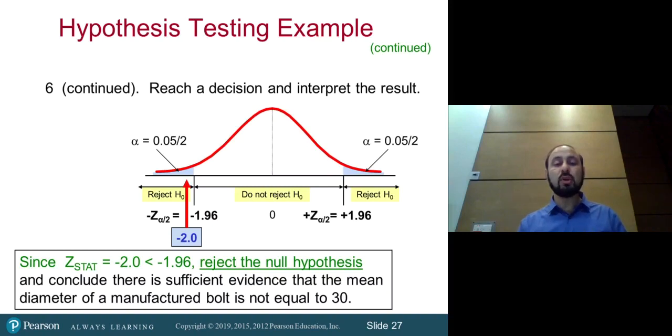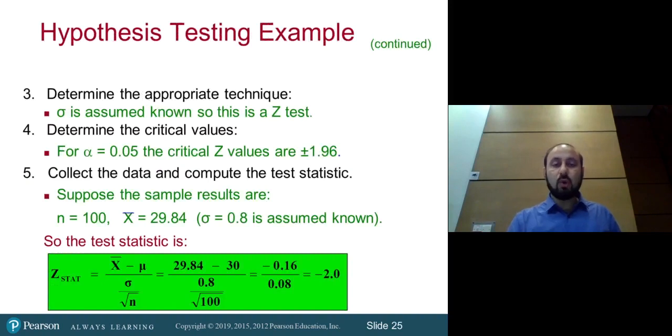null hypothesis and conclude that there is sufficient evidence that the mean diameter of a manufactured bolt is not equal to 30. Remember, if it is equal to 30, of course, what we predicted, we found the same. You can see generally there is a very minimal difference, 30 and 29.84, a minimal difference. But despite the minimal difference, in some sort of decision making, this difference is huge. That's why you can see the implication is huge.